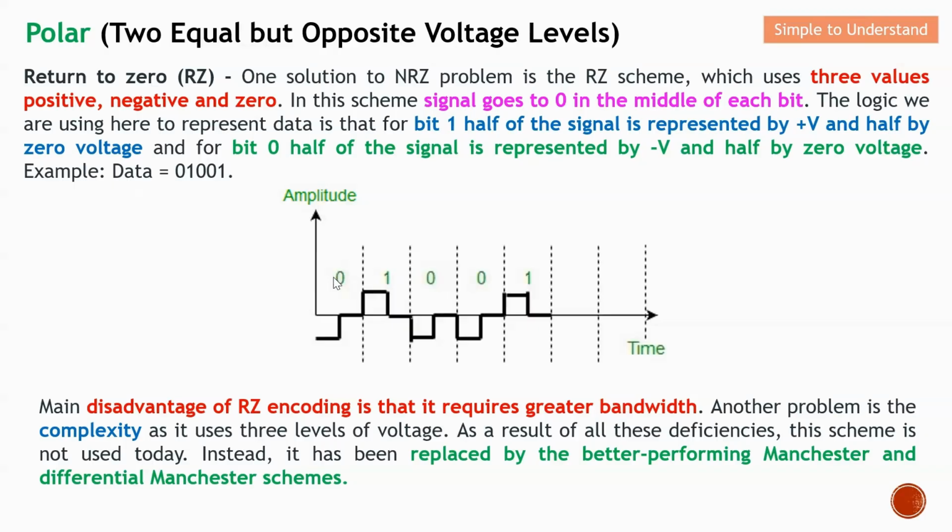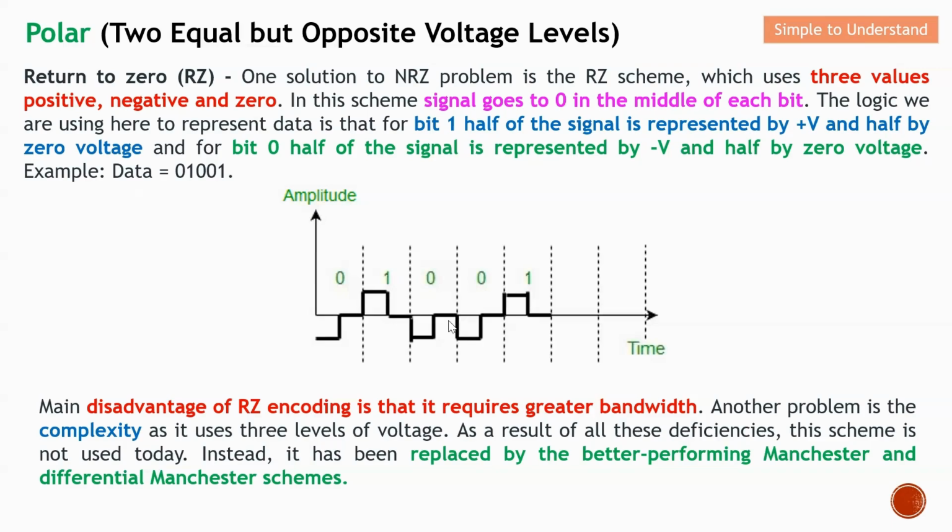So let's say it's a message 0. I will go from negative and then return back to 0. Halfway through, I will return back to 0. Let's say it's a message 1, then I will have a higher voltage, the positive voltage. After that, I will return back to 0. Again, let's say the message is equal to 0, then I will have a negative voltage level, and then I will return back to 0. So this is actually for the return to 0.